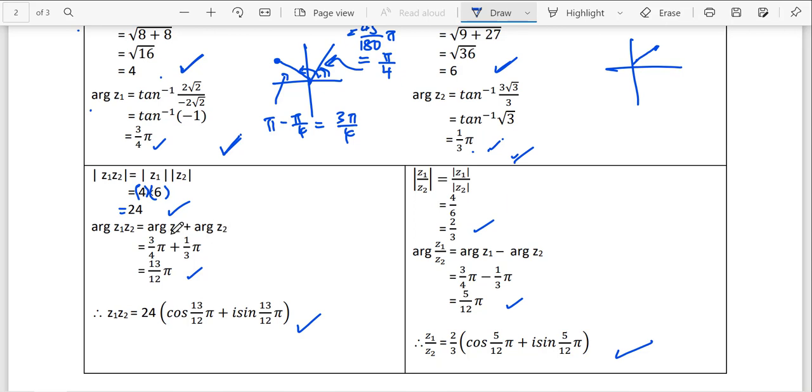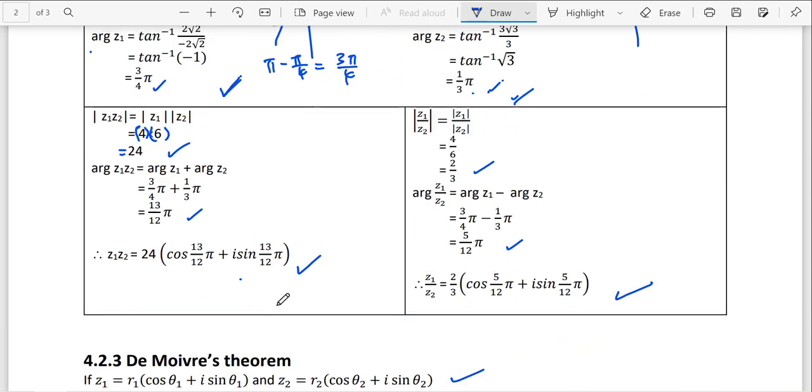Show the plus. Okay, show the adding of two arguments. Then what is the answer after you add? Okay, then you put it inside this, and then you check. I think this one should be changed. This 13 over 12 is how many? 13 over 12 times 180. How many degrees?